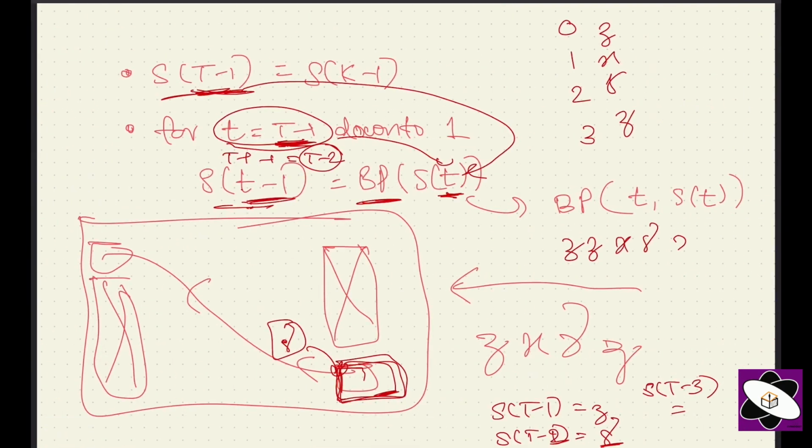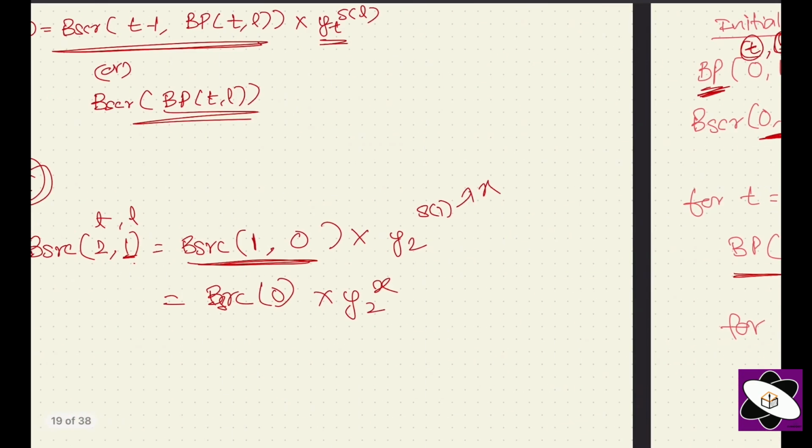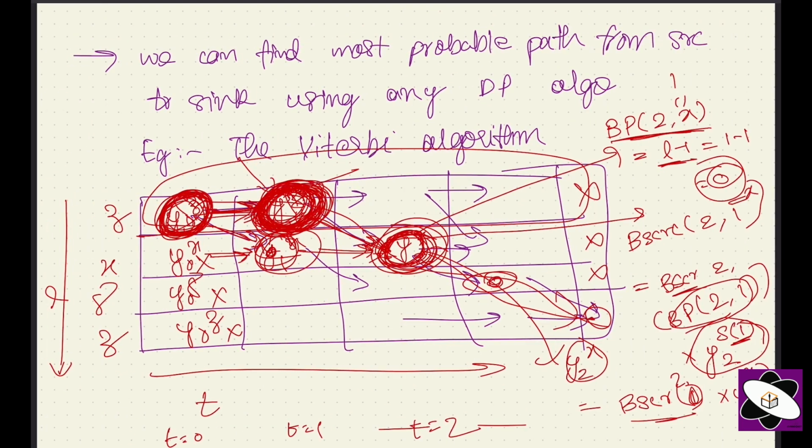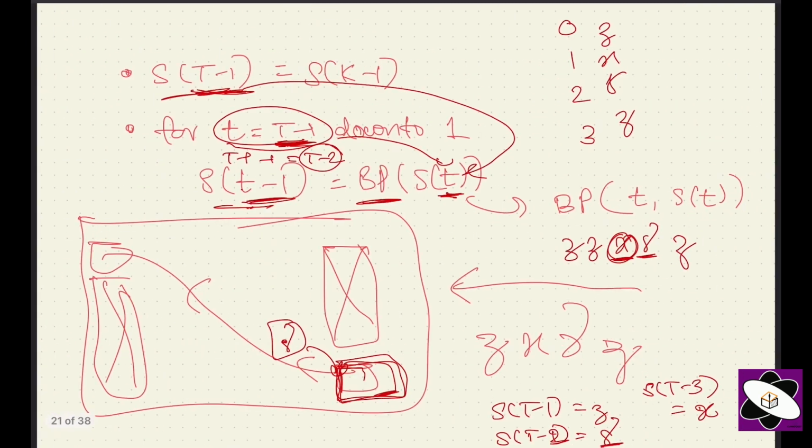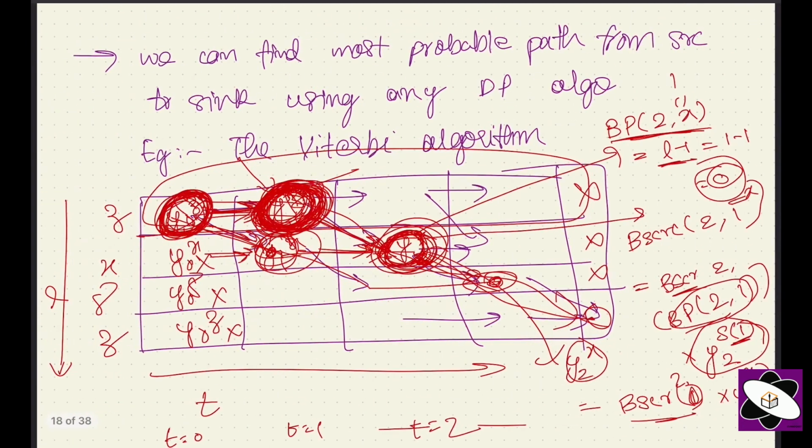Z, X, gamma, Z. So for T minus 3, we have reached gamma using X, because this is the highest probable path. Till X, we have the highest score compared to any other path. If this is the gamma, this path seems to be higher than this path or any other path. This is just an example. What I'm saying is that the score to reach here is more than this path or that path.